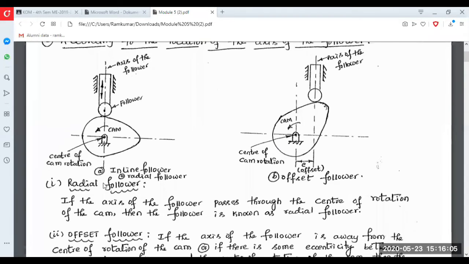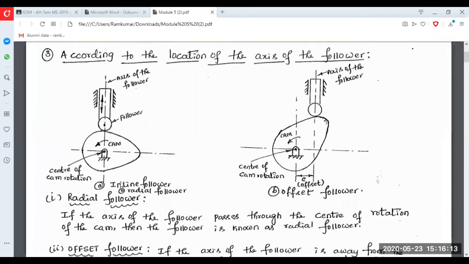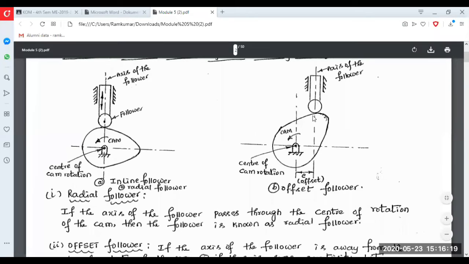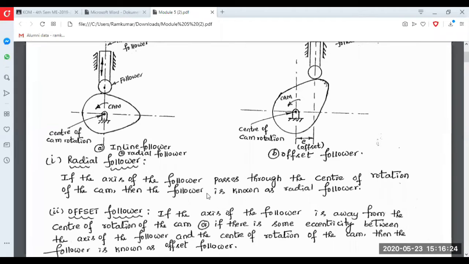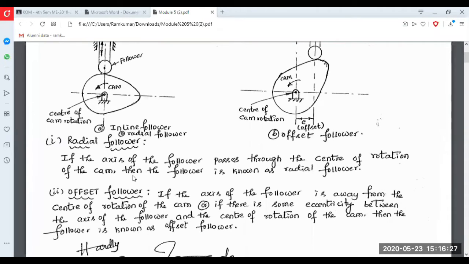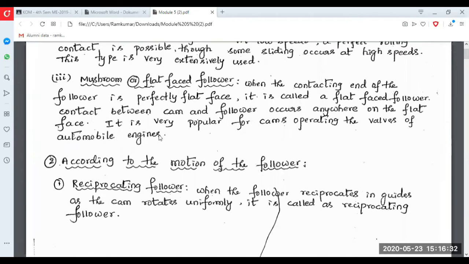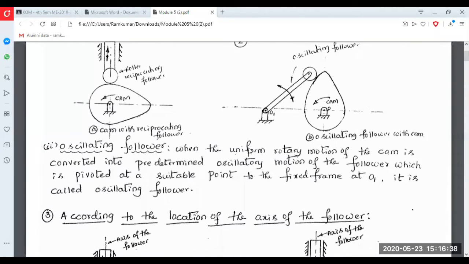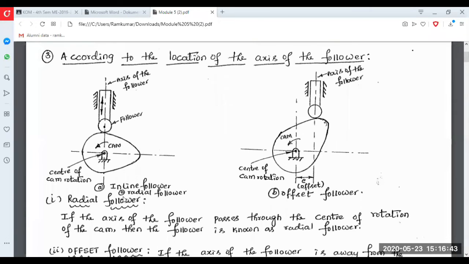So when the axis of the follower is in line with the center of rotation of the cam, you call it a radial follower. If the axis of the follower is offset by some distance from the center of rotation of the cam, then it is called an offset follower. So there are two different types of followers here. Based on the type of motion we can classify it as reciprocating follower and oscillating follower, and based on the location of the axis of the follower we can classify it as radial follower and offset follower.